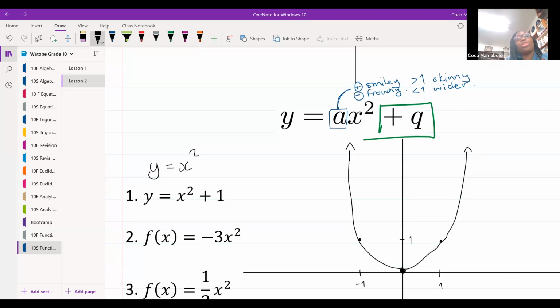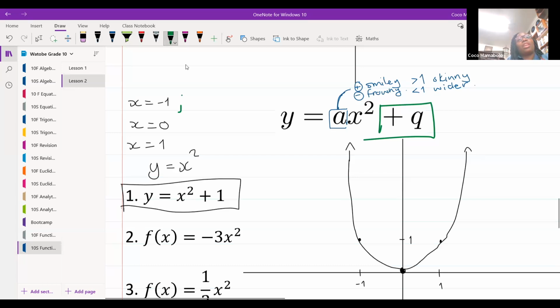Now remember our three things that we always want: x is equal to -1, x is equal to 0, x is equal to 1. Let's substitute, guys, and let's see what happens. Substitute into this one, number 1. If we substitute -1 in there, if x is equal to -1, what is y going to be equal to?